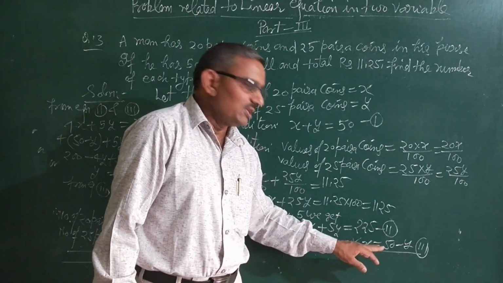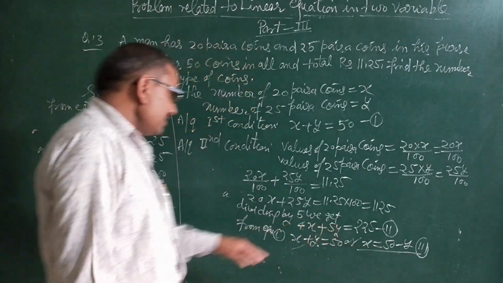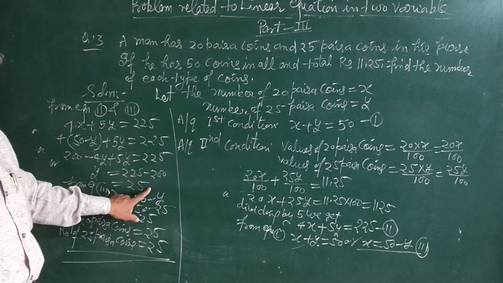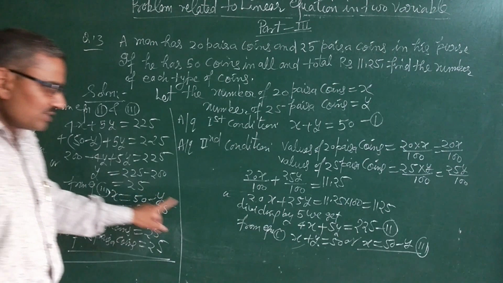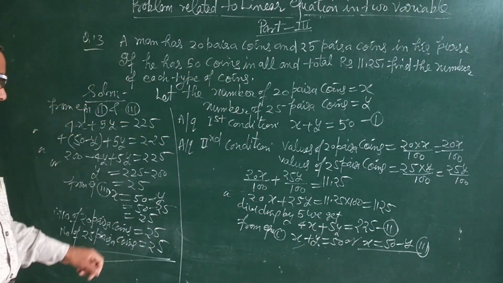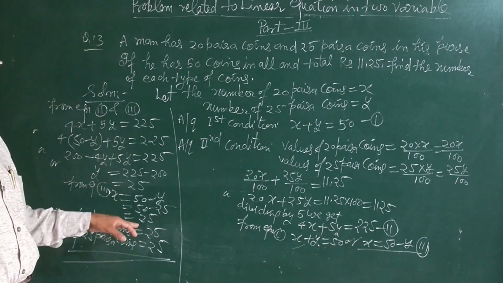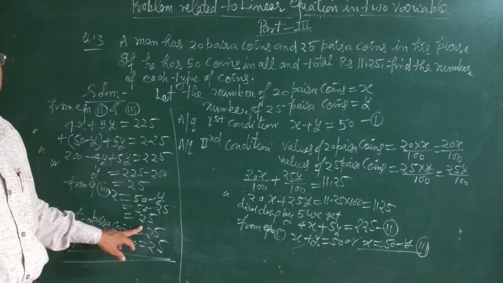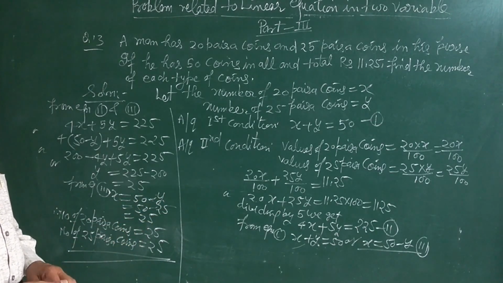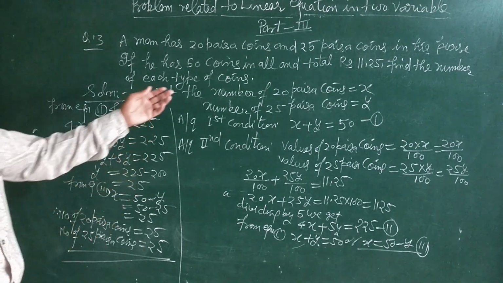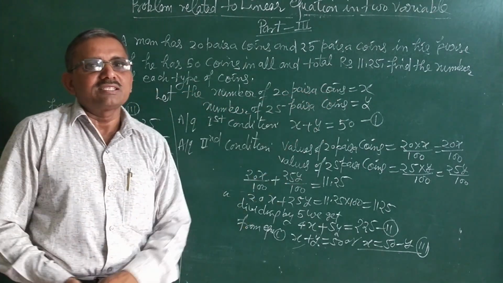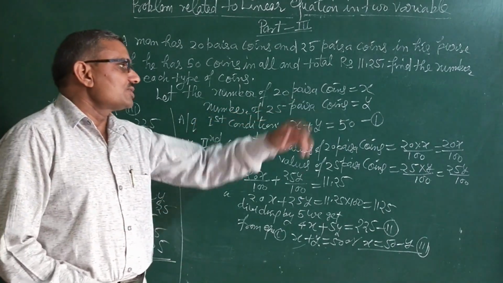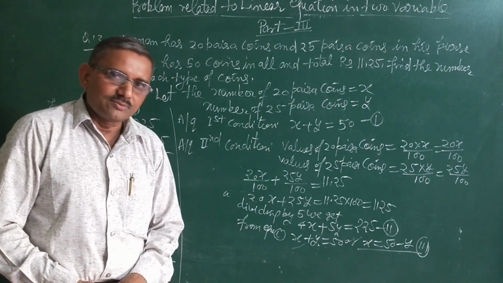Now putting the value of this x in equation second and solving it, we will get that the value of y is equal to 25. Now from equation third, if we put the value of y, we will get 50 minus y, that is 50 minus 25, that is 25. I mean to say that the number of 20 paisa coins is equal to 25 and the number of 25 paisa coins is equal to 25.